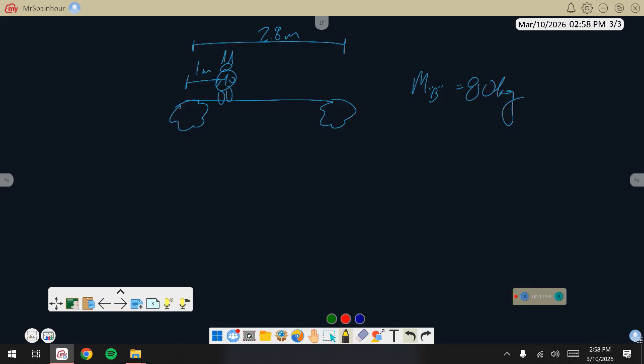Humor me real quick with this and listen carefully. Let's say it's 2 or 3 2x4s. How much would they weigh in total? How much do a few 2x4s weigh in total? Make a guess. Like 10, 12 pounds. All right, so cool. So let's say 12 pounds.